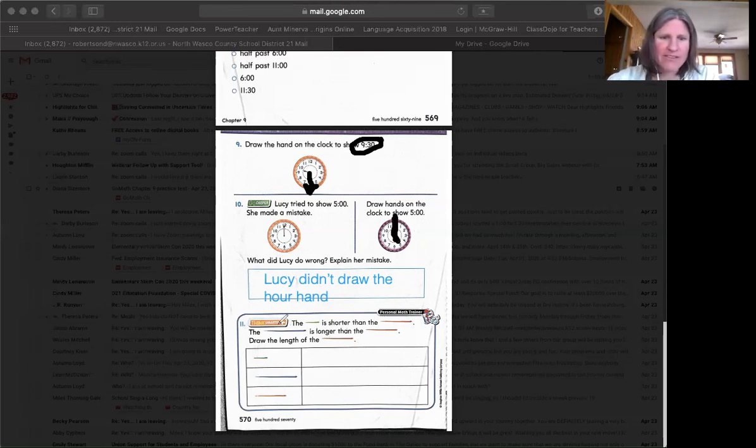Okay, number 11. The green line is shorter than the red line. The blue line is longer than the red line. Draw the length of the red line. I don't actually know what I'm supposed to put here. So I'm just going to draw a line that's the same length. Okay, call it that.